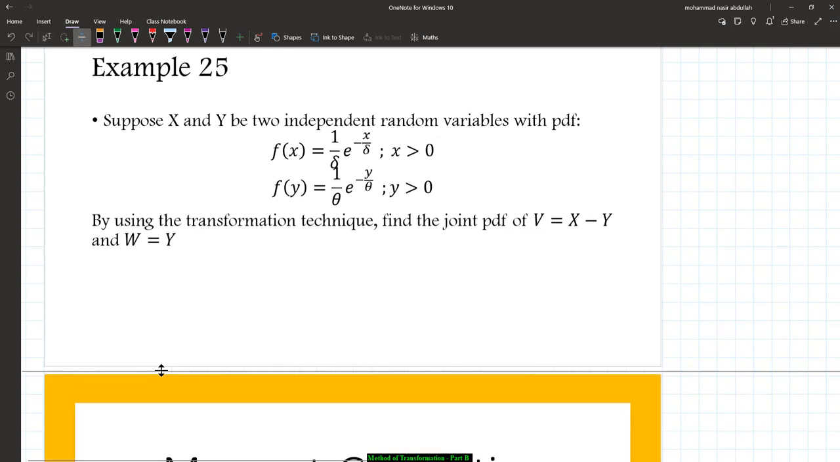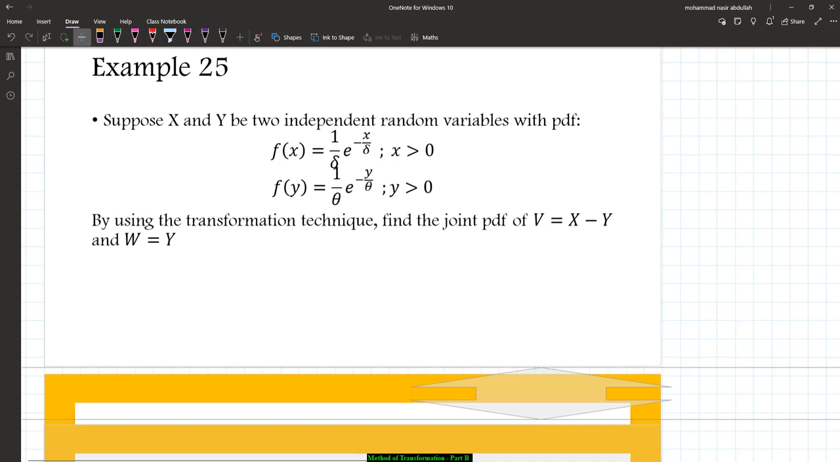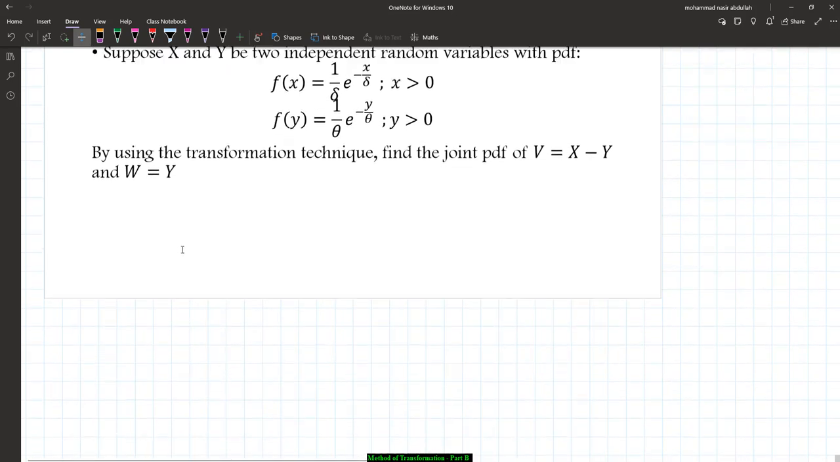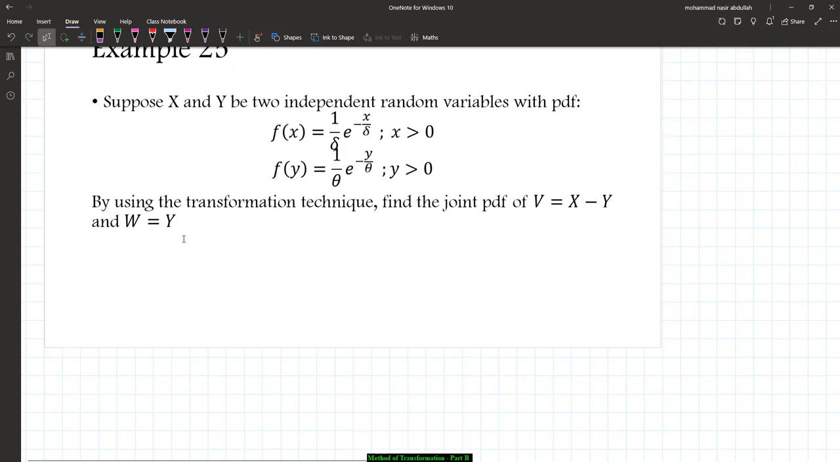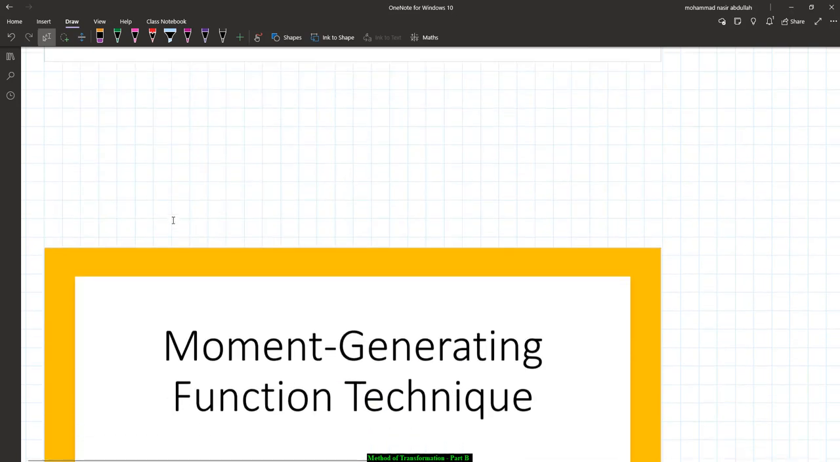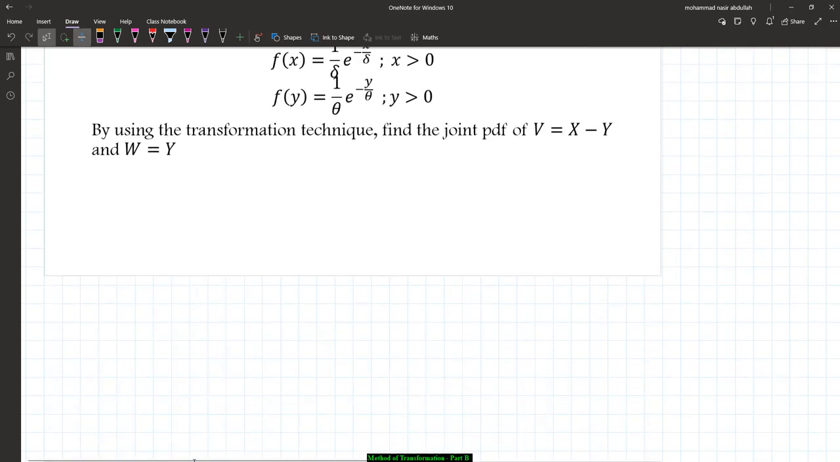Now example number 25, right? Let's look at example number 25. Nampak pelik sikit kan? Dia bagi PDF, marginal PDF of X, marginal PDF of Y. So by using the transformation techniques, find the joint PDF of V equal to X minus Y, and W is equal to Y, right? So this is going to be our last question, example.